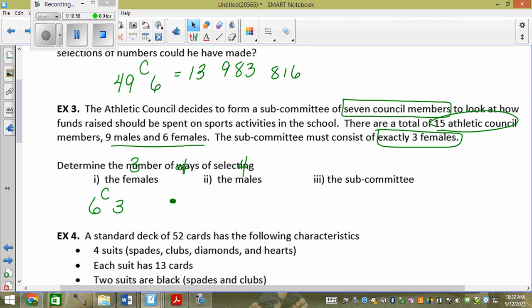How many am I choosing from? 9. And it's a C again because they don't have jobs. So type that in. You can type it in just like that. It'll connect the 9 and 4 with the C. You don't have to put it in brackets, no matter what calculator you have.